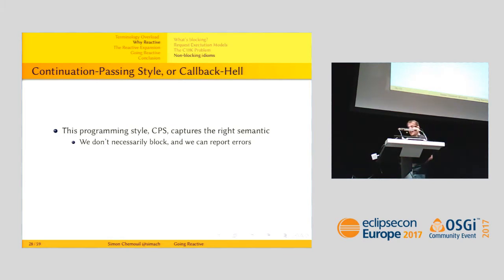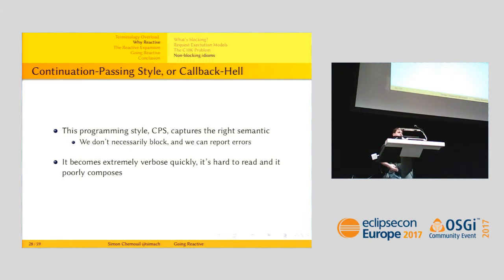And it has the right semantic when you want one value, but it doesn't scale in the code. It becomes very verbose, very hard to read. And it poorly composes, because everyone has their own semantics, their own callback. Here I use a consumer, but someone else has their own callback, and I can't compose them easily. I have to write that glue code every time.